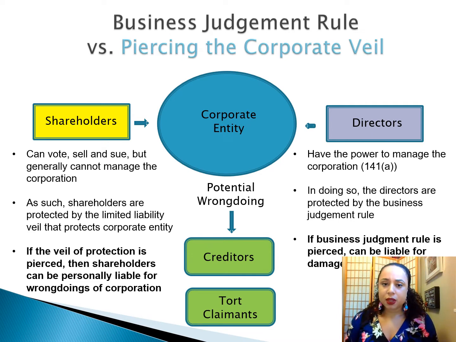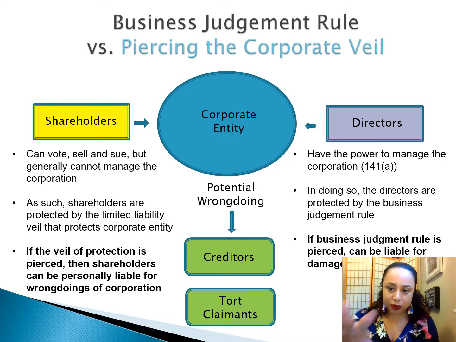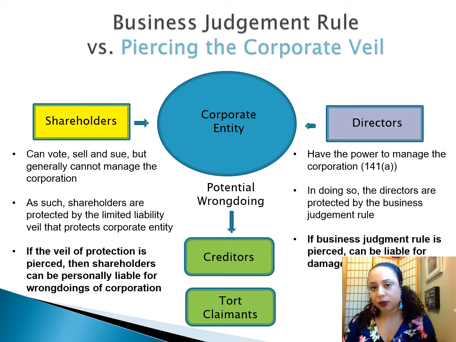And so we know that the corporate entity is an artificial being that has its own rights and duties as set forth in the corporate charter. On the right side of this slide, we have the directors, and the directors are charged with managing the corporation under 141A of the Delaware Code. In doing so, the directors are protected by the business judgment rule.